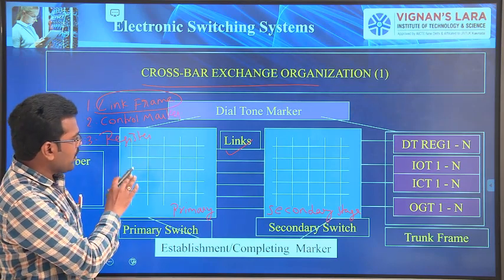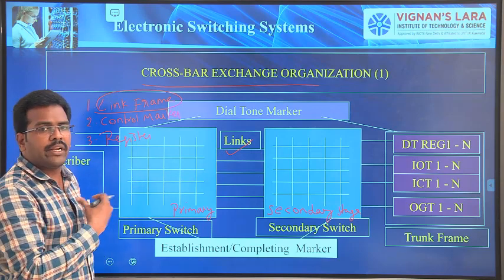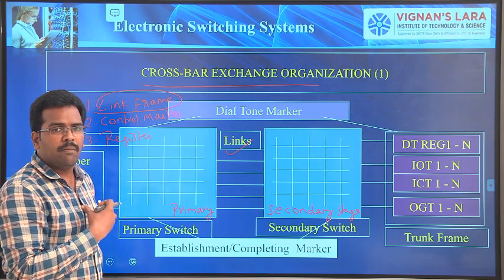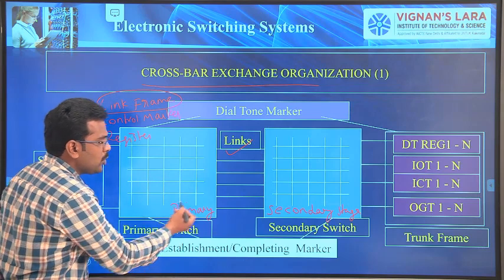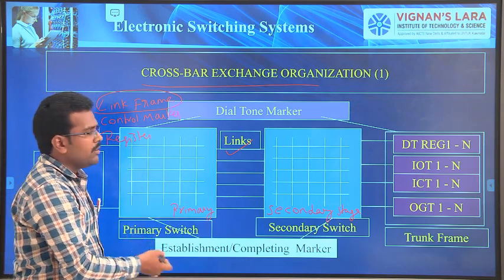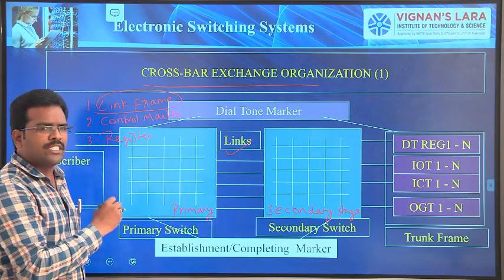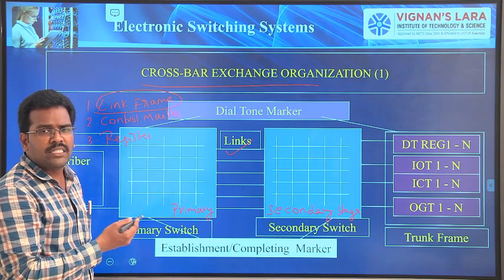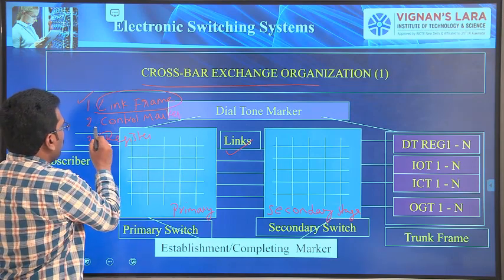Why are we going for two stages? Why not a single stage? The general idea here is whenever our objective is to increase the number of outlets, in that case I go for two-stage frame links. Therefore the number of outlets will be increased further. Generally we call this concept expanding the switching system. Okay, that is the first one, link frames.